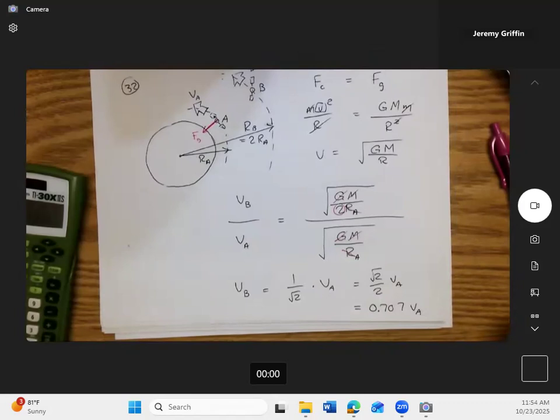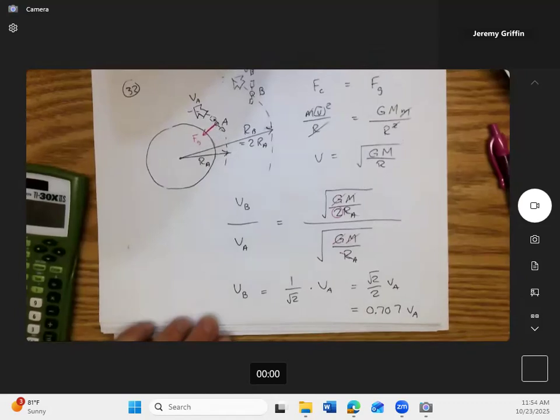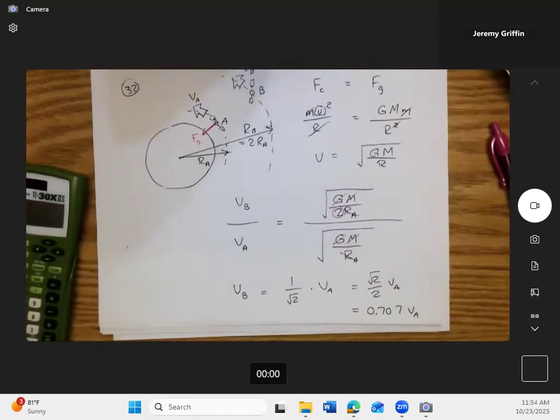So the speed of the satellite that's further out, that's twice as far out, is about 71% as fast as the one that's closer. Right, you guys see that? Yeah.